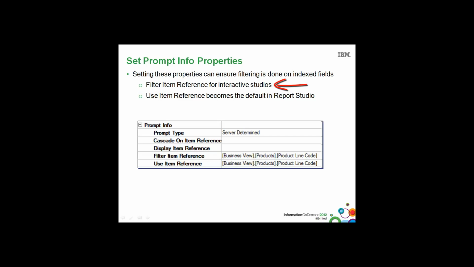The use item reference property is used to create a default value that will be used when you generate a prompt page in Report Studio. So for example, if you have product line in Report Studio and you build a prompt page off of product line, product line code will be used as the use value and product line will be used as the display value. Let's take a look in Framework Manager to see where to set these properties.